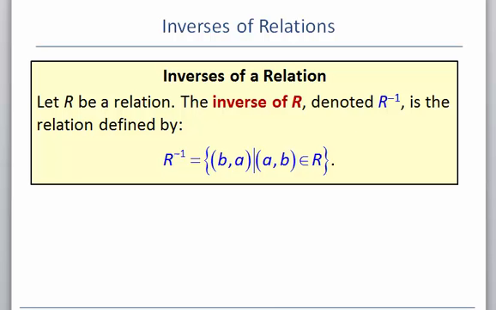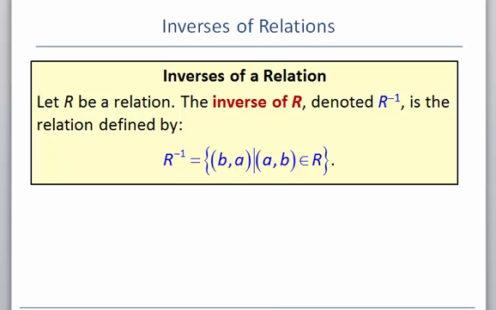The inverse of R, denoted R to the -1, is the relation defined by R to the -1 is equal to the set of ordered pairs (B, A), given that (A, B) is an element in the relation. What this is basically saying is that a relation is a set of ordered pairs, and the inverse of that relation is the set of ordered pairs with the first and second coordinates exchanged.